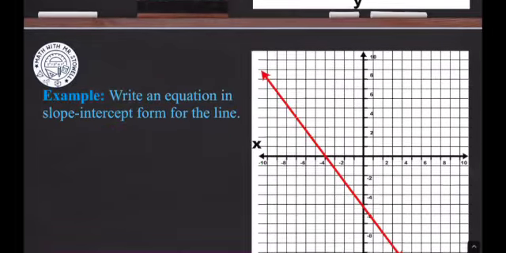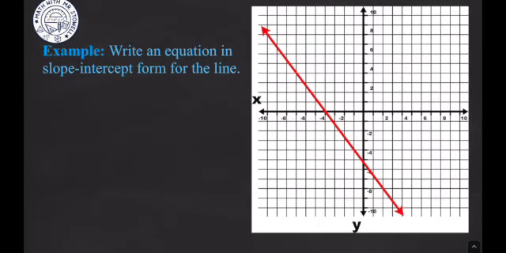Let's do another one. Write an equation in slope-intercept form for the line. Well, let's first figure out our y-intercept. With this one, oh no. The y-intercept is somewhere between -5 and -6. That's not a nice point. So we don't really know the y-intercept. We could estimate it, but what if our estimation is wrong?